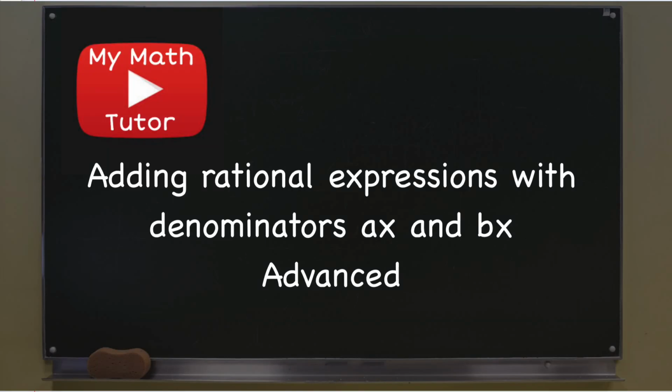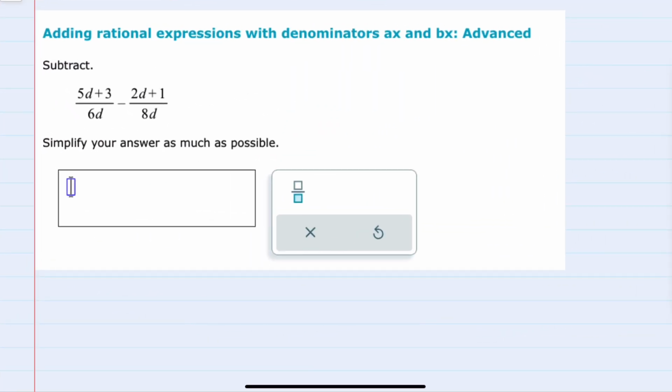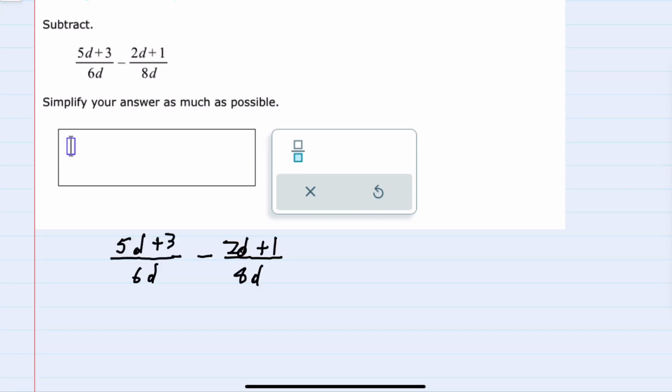In this video, I'll be helping you with the ALEKS problem type called adding rational expressions with denominators AX and BX advanced. In this example, we're subtracting these two expressions, and we know that anytime we're adding and subtracting fractions, we'll need to get a common denominator.